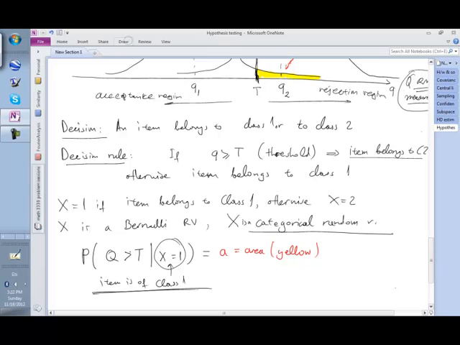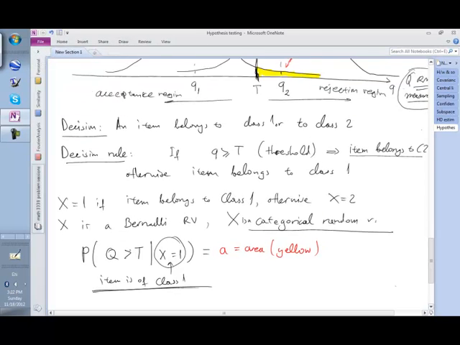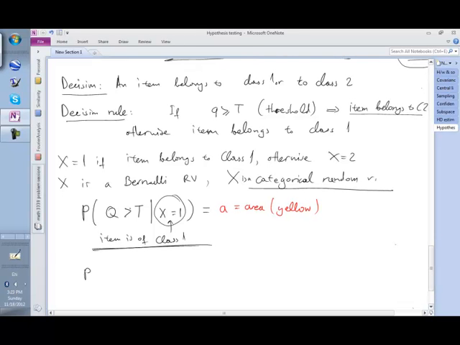Now let's continue and go to the other misclassification. The other misclassification is an item to be classified of class 1 although it is of class 2. When an item is going to be classified of class 1, let's look at the decision rule. That means that Q is less than or equal to the threshold, given that the item is of class 2.